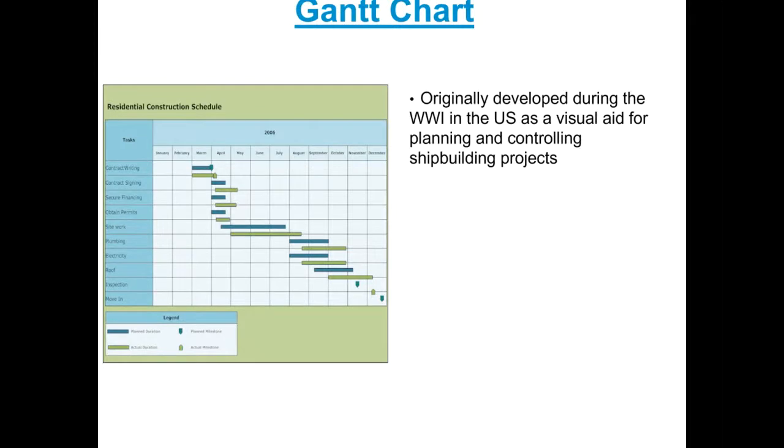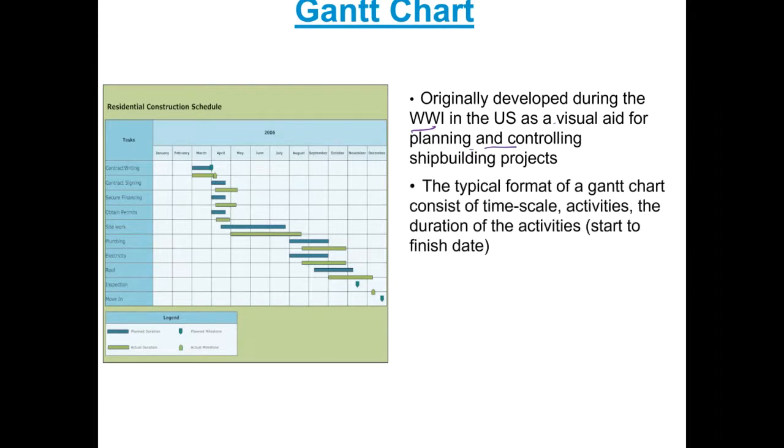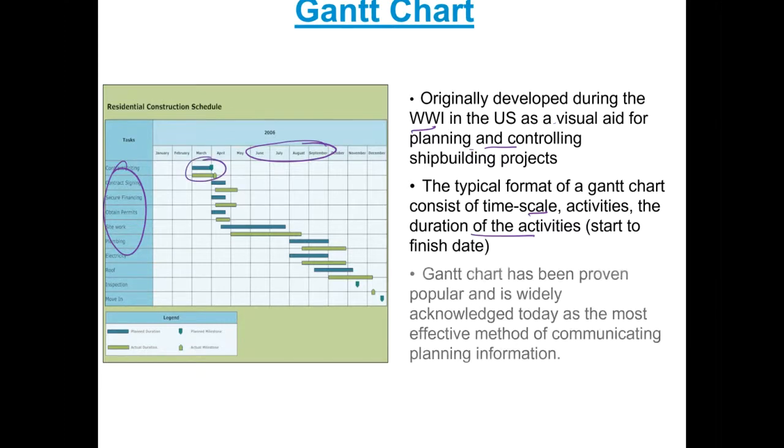So a bit of theory of bar charts. It was originally developed during World War I in the US as a visual aid for planning and controlling shipbuilding projects. The typical format of a Gantt chart consists of a time scale on the top, the activities here, and the duration of the activities, start to finish date, indicated by these bars.